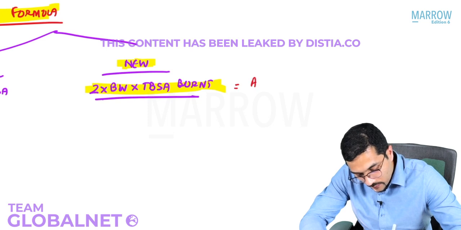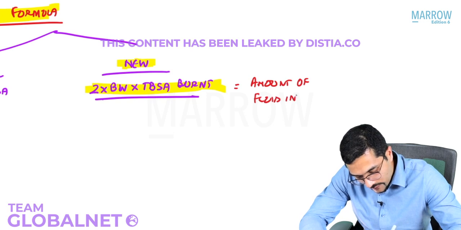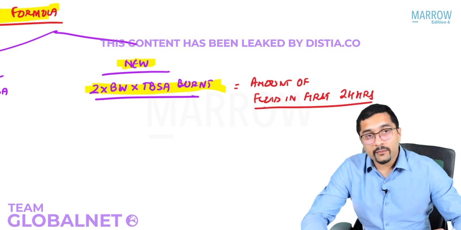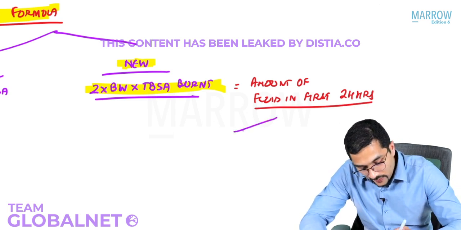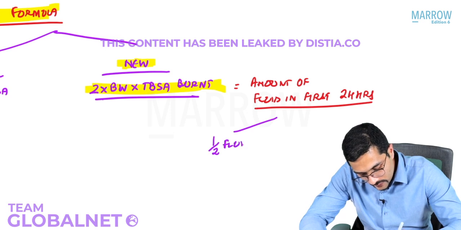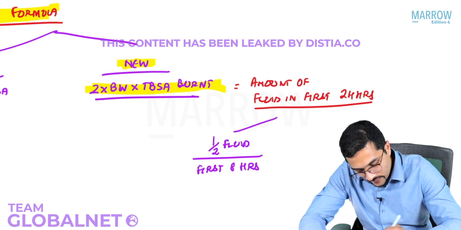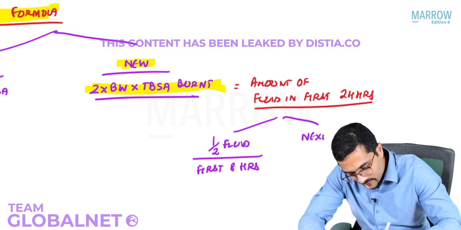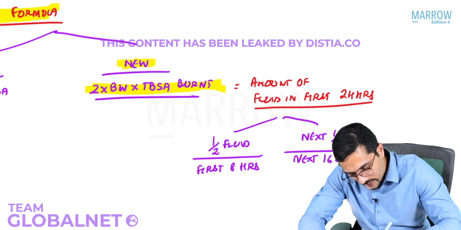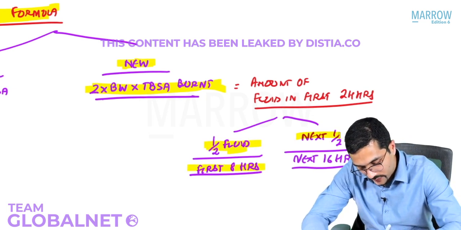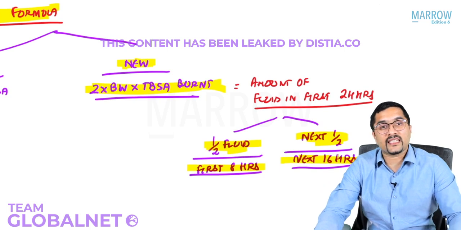So 2 into body weight into total body surface area burned gives us the amount of fluid in the first 24 hours, in milliliters. And half of this fluid is given in the first 8 hours after burns. And the next half is given in the next 16 hours after burns. So these are also points which you should remember. First half in the first 8 hours, next half in the next 16 hours.